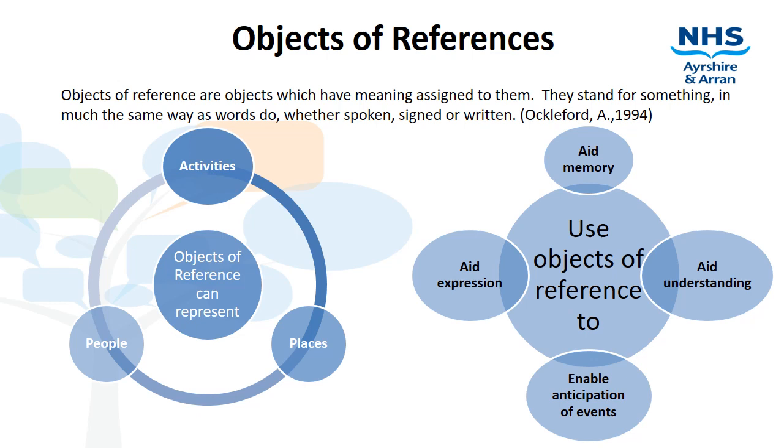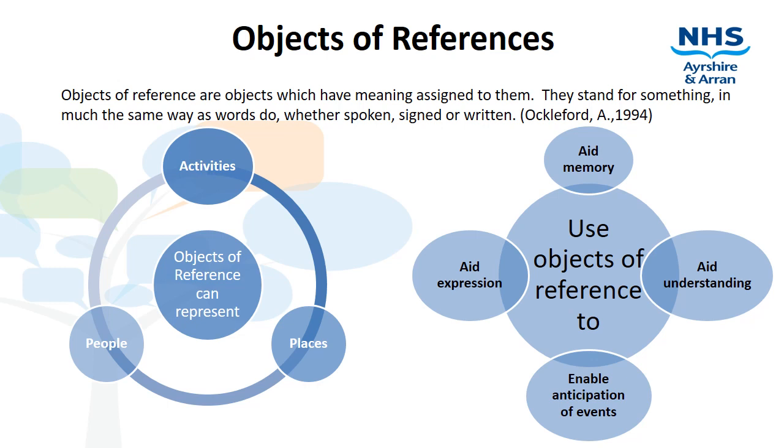We can use objects of reference to aid memory. So we all use things to aid our memory. So we all use diaries, lists, timetables. So objects act in the same way. We can use them to aid understanding. So we all need strategies to help us understand. We might write something down, we might read and reread. Objects give us more information than a word or a symbol or even a sign, so they're easier to understand.